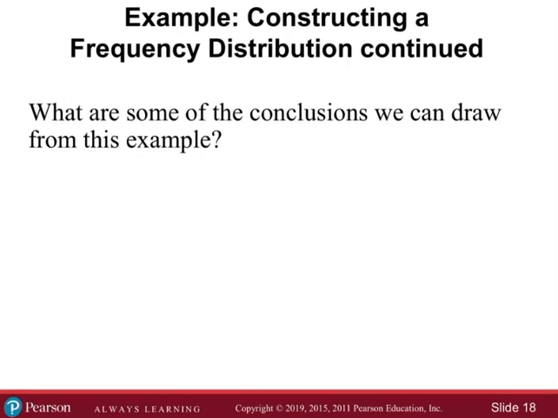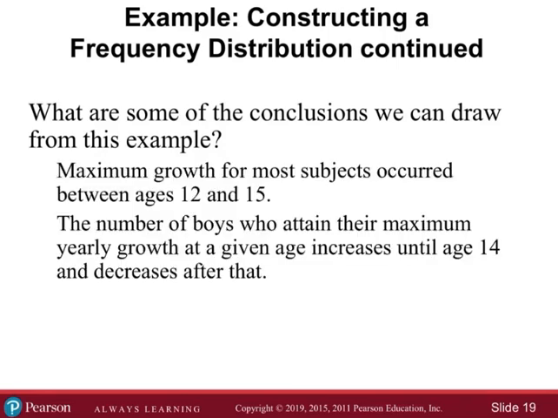So what are some of the conclusions we can draw from this example? Boys are most likely to have their maximum growth spurt around age 14. Maximum growth for most subjects occurs between ages 12 and 15. The number of boys who attain their maximum yearly growth at a given age increases until the age of 14 and then decreases after that. That's really interesting. That's a mouthful. All right, that's fine.